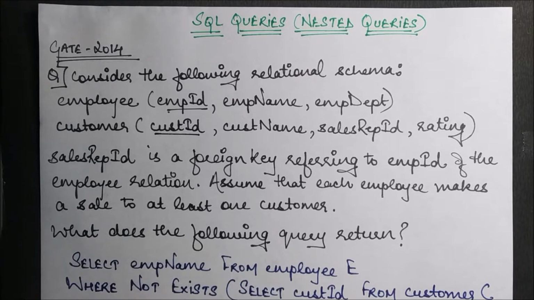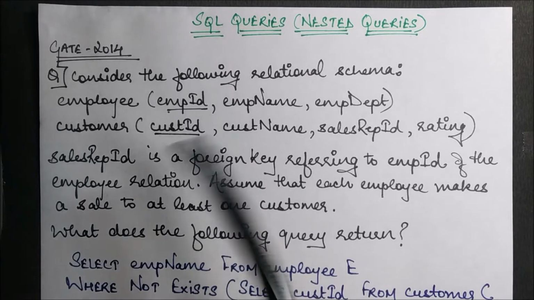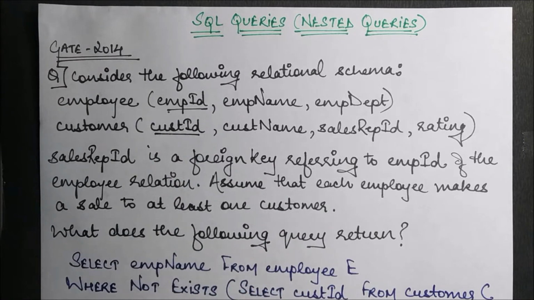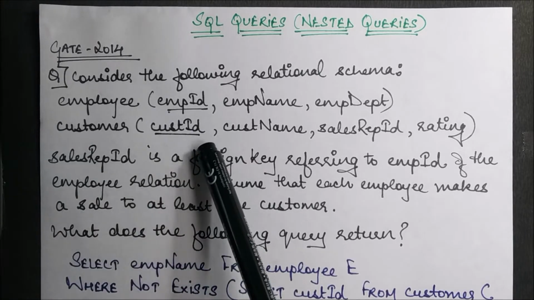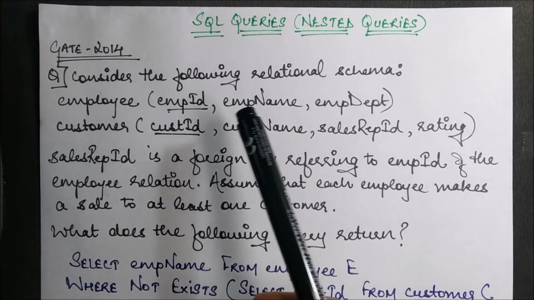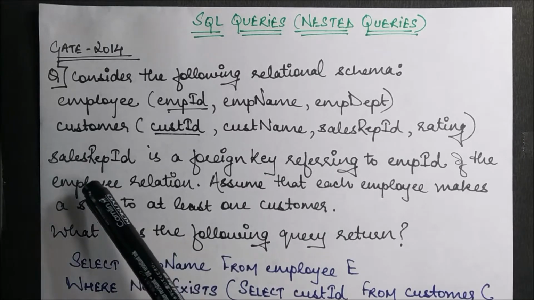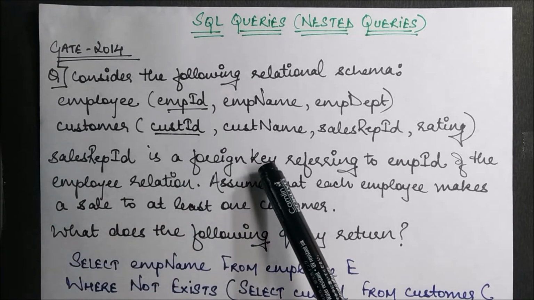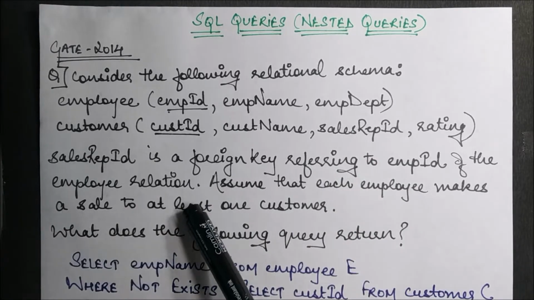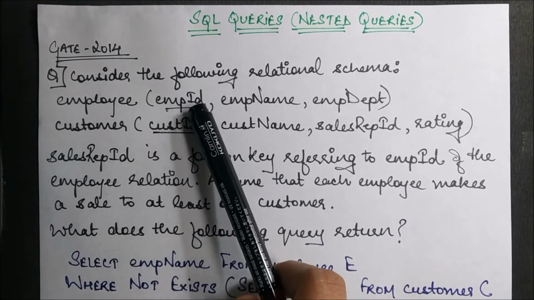The question says, consider the following relational schema. We have the first table as the employee table where emp id has been underlined. It was basically in bold over there. So that means emp id is the primary key for this table. Similarly, in the customer table we have cust id as the primary key. Then sales rep ID is given as a foreign key, referring to emp ID over here.